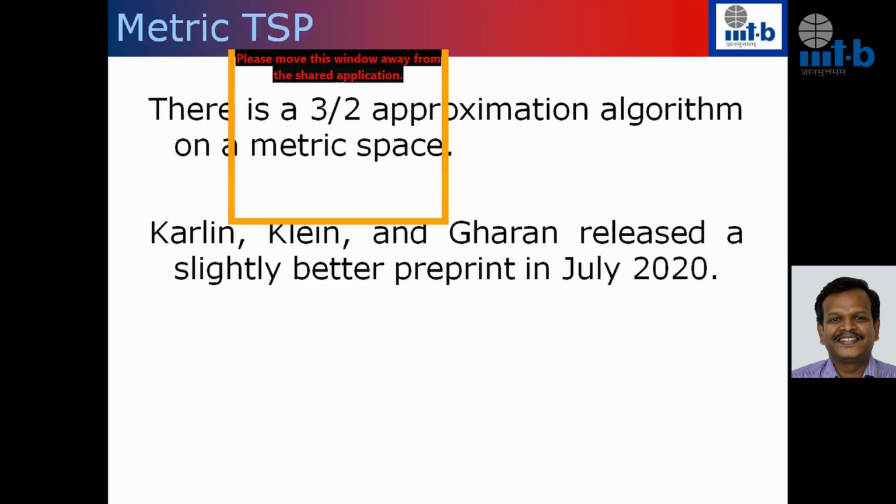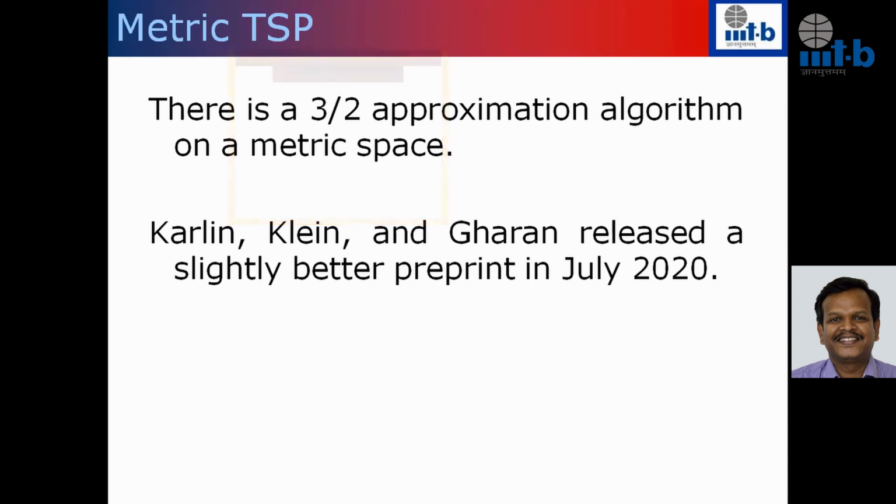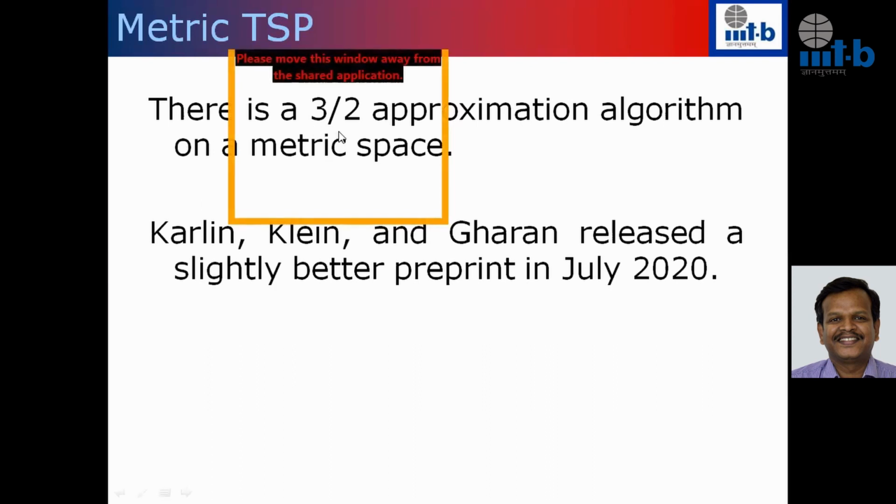And on a metric space, a 3/2 approximation algorithm was known about 45 years back. The lower bound for metric TSP, on an undirected graph, is very close to 1, but the best approximation algorithm known is 3/2.